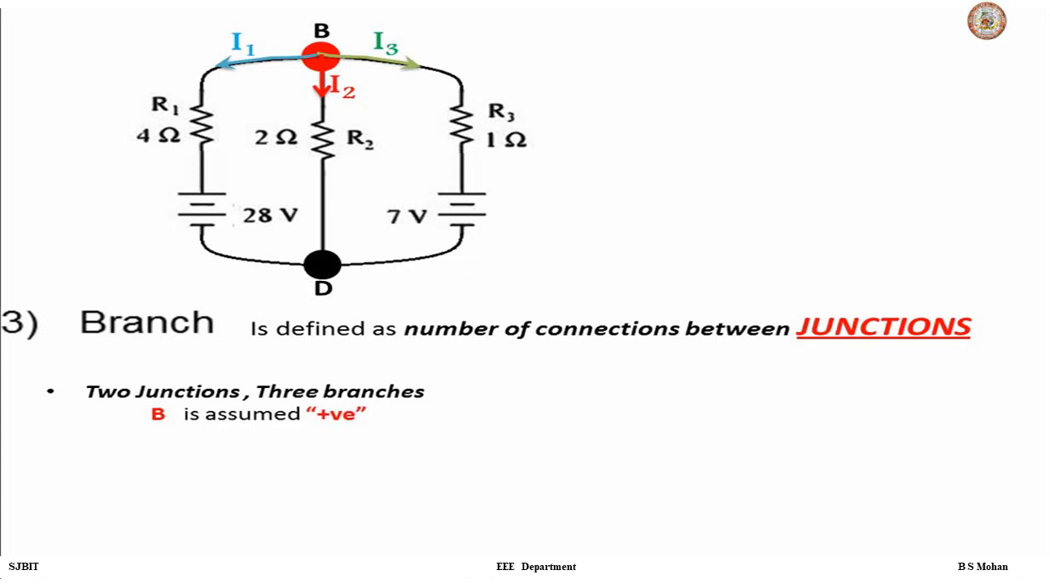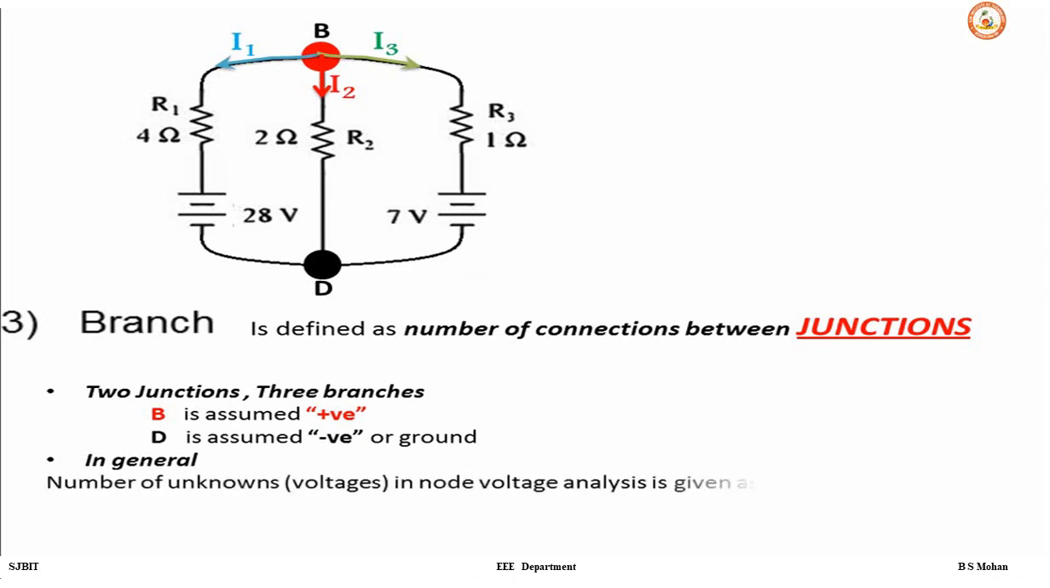So what you have seen: two junctions and three branches. We have assumed point B as positive, and point D as negative or ground potential. In general, how can we find the number of unknowns? The unknowns by nodal are voltages. So how many voltages are unknown? How do we find? Number of junctions minus 1, right?